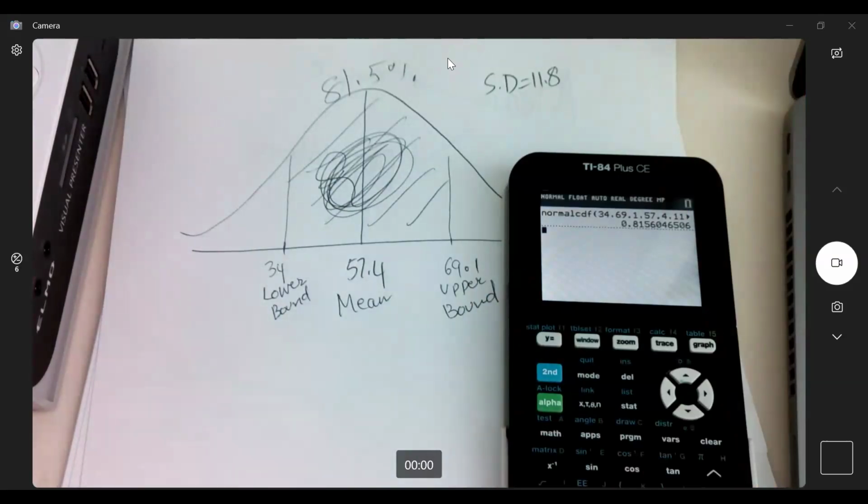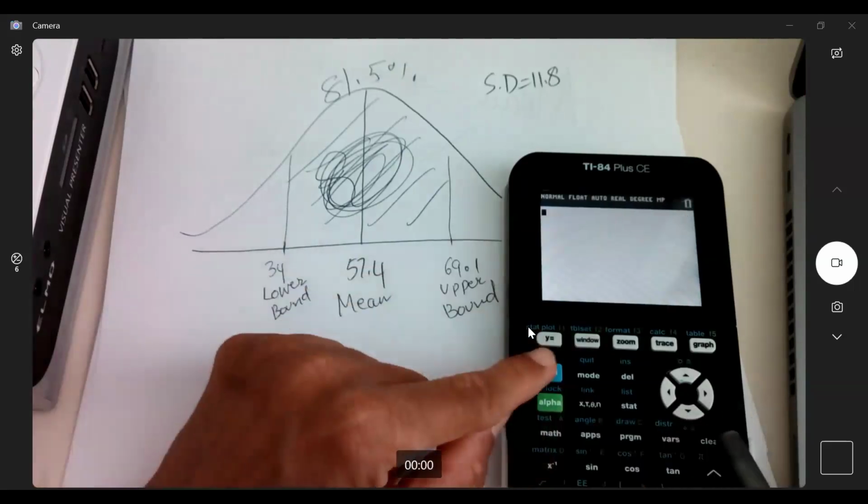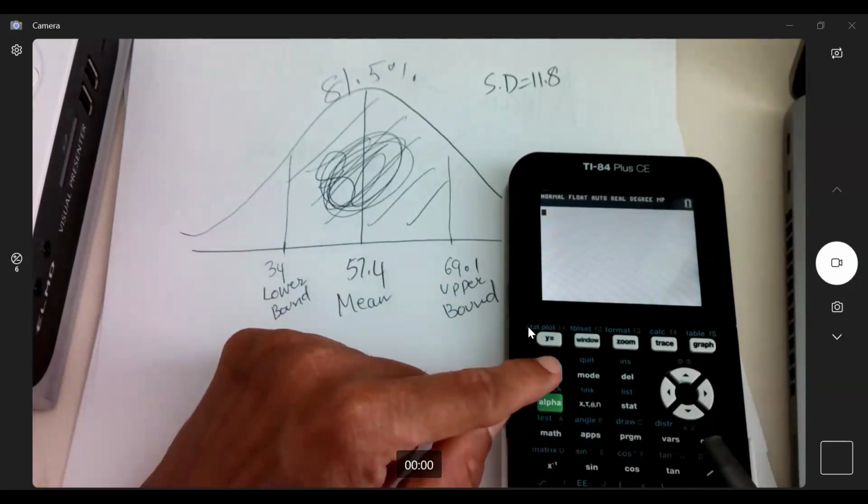Any questions? Feel free to ask. Can you go over the steps again to get to there? I put it in my calculator, but it's not taking me past the normal CDF screen. So I entered the lower and the upper and then pushed enter.